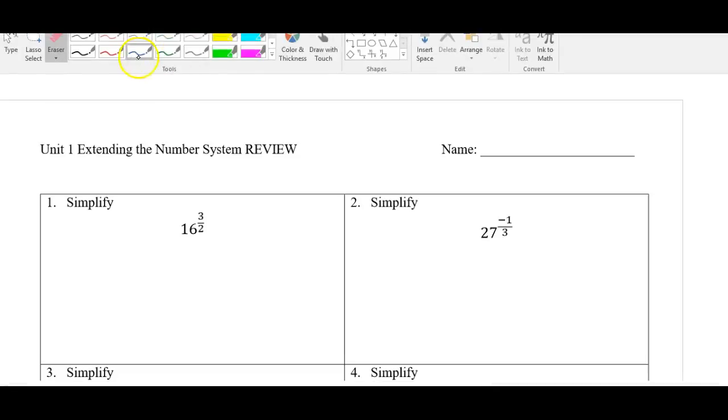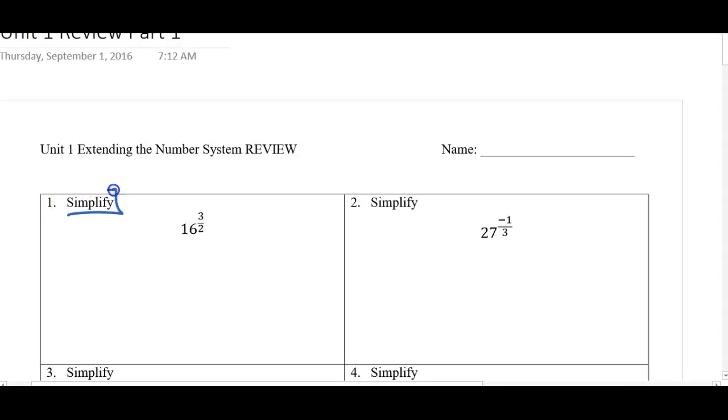I'm going to begin with number 1. And the first and most important thing is we read in the directions and it just says simplify. When we talk about simplifying, it's bringing our numbers, our radicals, our rational exponents, whatever we have, down to the lowest possible terms we can find.